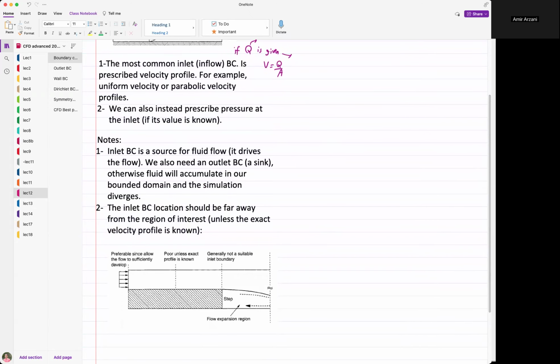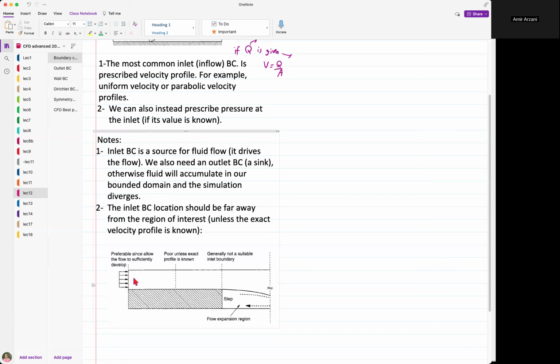Now, there are some notes that in the inlet boundary condition, you can think of it as a source for fluid flow. It's really what's driving the flow. And therefore, you also need some outlets or sinks that can absorb the flow that comes into the domain so you can conserve mass. So whatever flow rate enters has to exit your domain. And your inlet boundary condition should also always be far away from the region of interest unless you exactly know the velocity profile at the exact location.